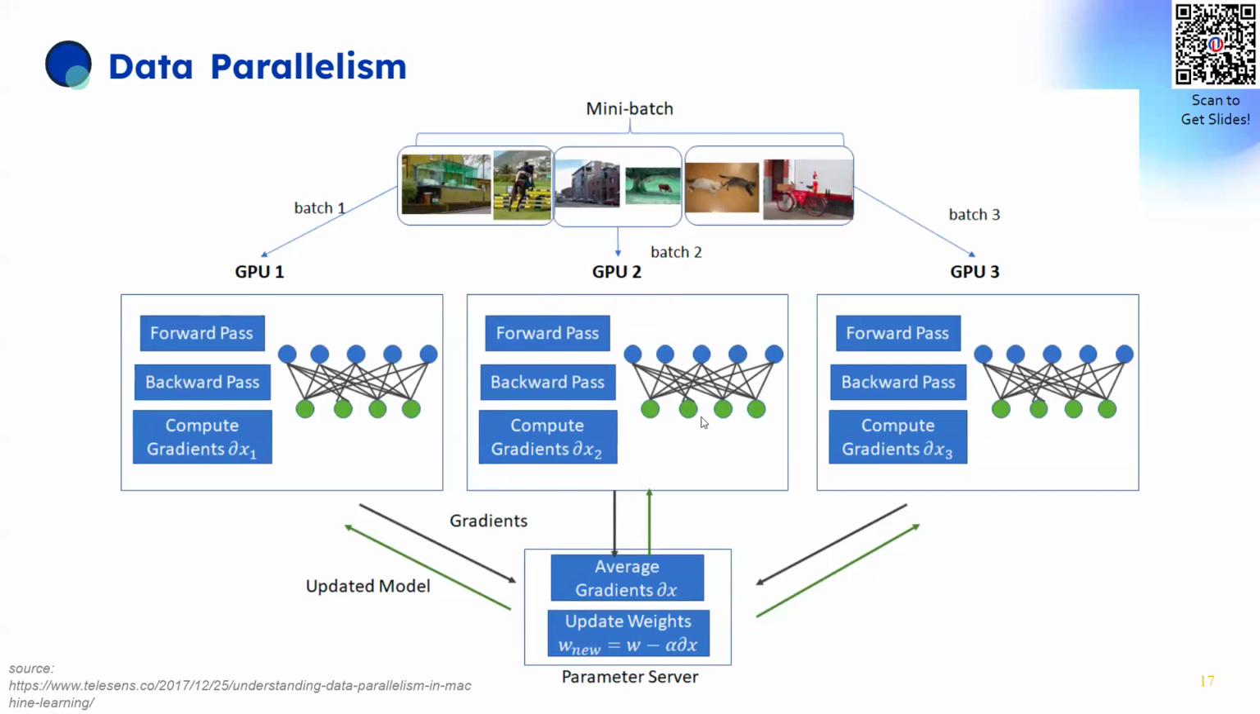Each GPU gets its own local gradients, and then we average them to get the global gradients. Then we send the global gradients to each server to update, or we can just update here and then send the new weights back to all the GPUs. You see, that's just data parallelism. Any questions?